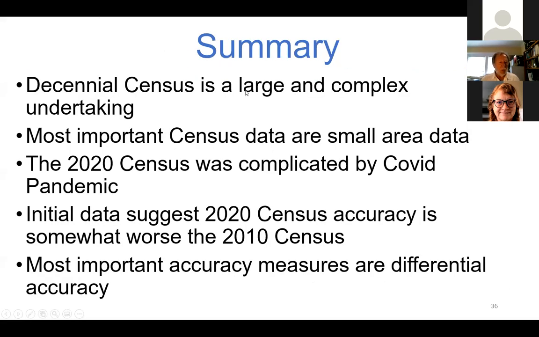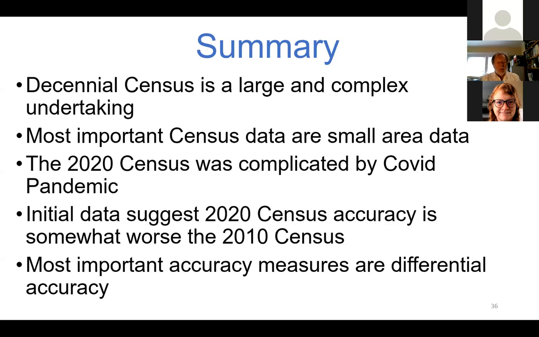Here's what I hope you take away from this. One is that the decennial census is a very large and complex undertaking, and it's very important for the system of government we have. I also hope you remember or note that the most important census data are small area data. And it should be clear that the 2020 census was really complicated by the COVID pandemic. And even though it probably required some adjustments, the Bureau did pretty good making those adjustments.